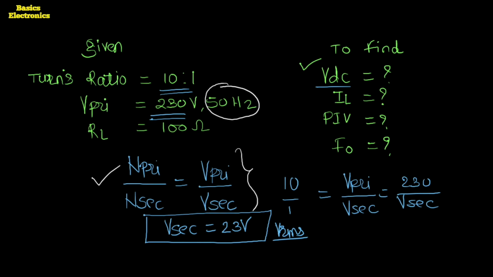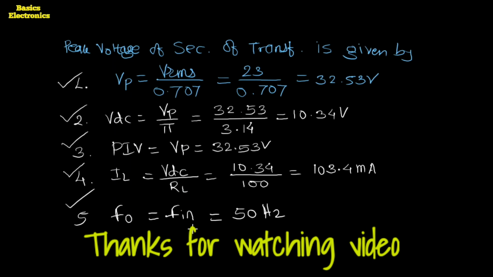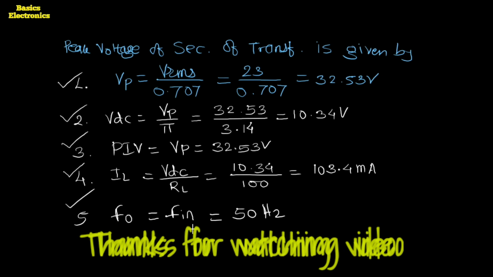After that, you calculate this peak voltage, then you calculate VDC, then you calculate the PIV rating of the diode, and after that you calculate this IL and the ripple frequency. Okay, so it is very easy to solve the examples on the half wave rectifier.